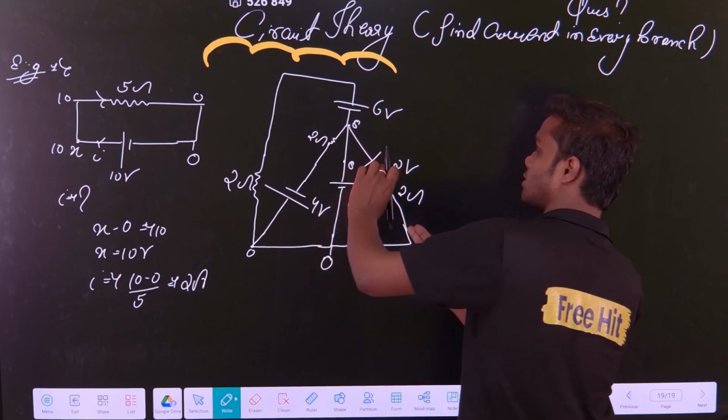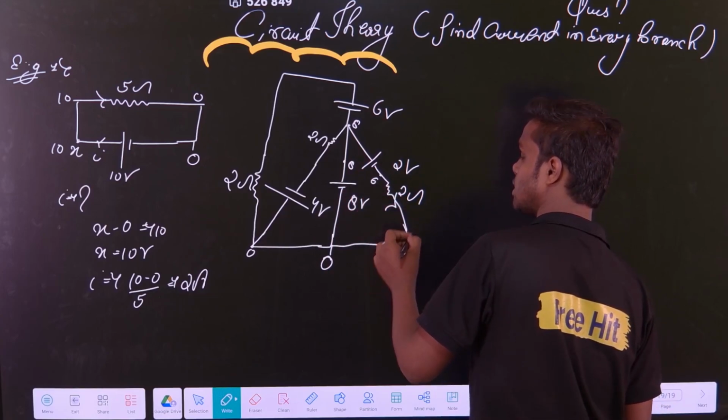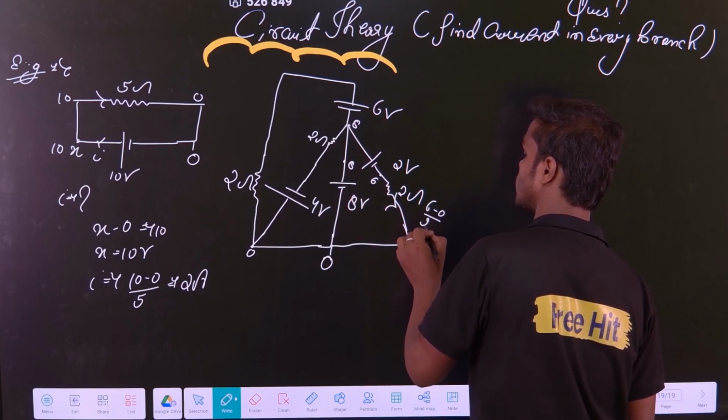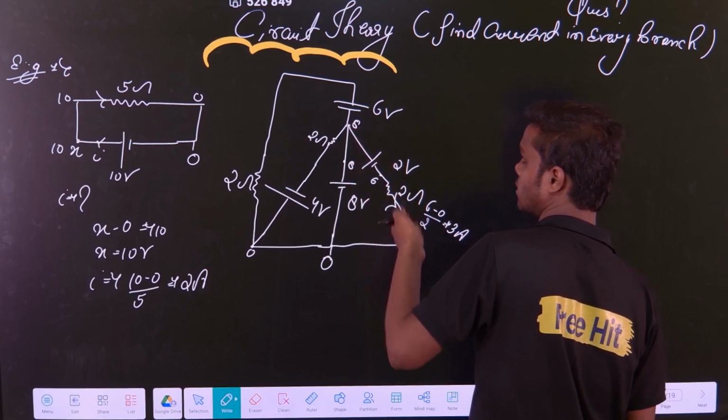Now you can see in this resistance, this potential is 6, this potential is 0. So how much current will flow? 6 minus 0 divided by 2. So it is 3 ampere from here. Are you getting my point? 3 ampere will flow from here.